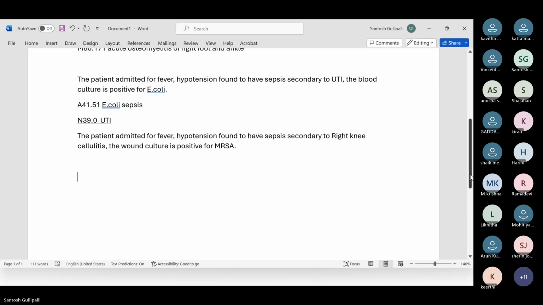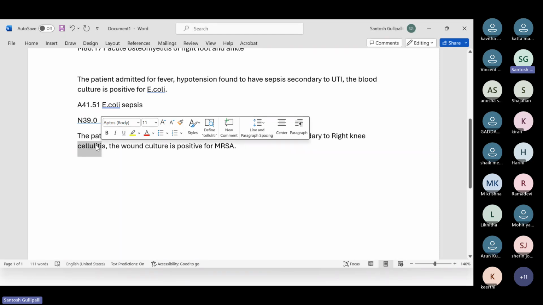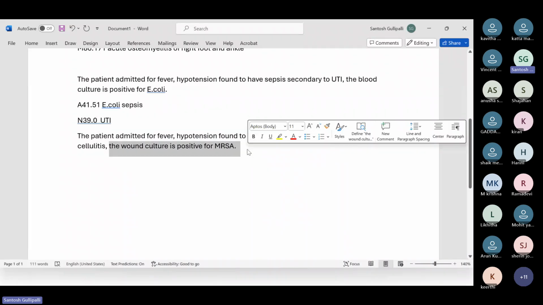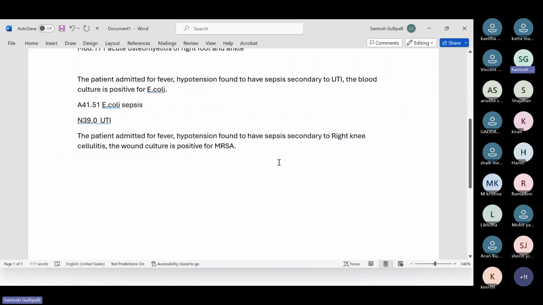Yes or no? No. We do not consider it as MRSA sepsis in this example. Why we do not consider it: sepsis is a blood infection, not a wound infection. The wound culture, the cellulitis, is a wound. The cellulitis is because of this MRSA, not sepsis. So that's the reason we do not consider MRSA sepsis in this example.